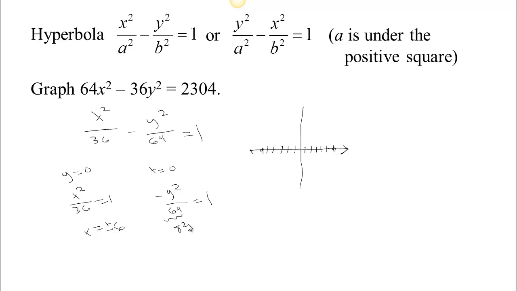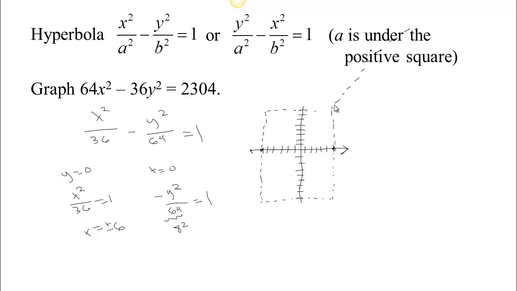Since it's 8 squared, then we know to go up or down 8. 1, 2, 3, 4, 5, 6, 7, 8. Now we can draw a little box here. That's 8 up and 8 down, so 2 times 8, that's 16 tall, and it's 2 times 6 wide, so it's 12 wide. This box helps us figure out what this hyperbola will straighten out to.